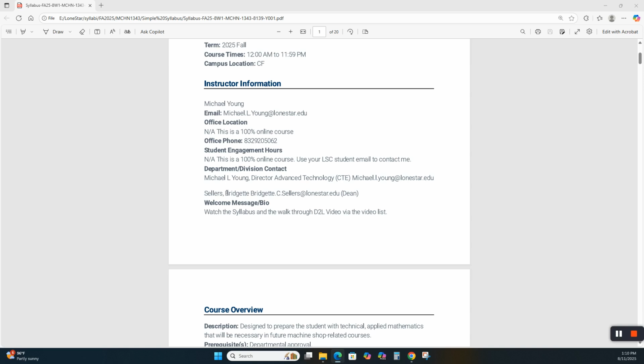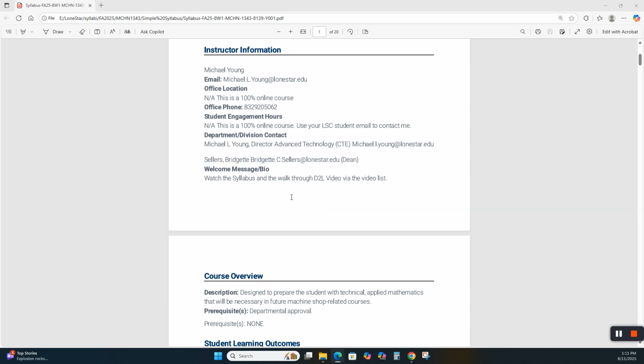Dean Sellers, Bridget Sellers is, yeah, it's a typo. Is the dean, Bridget Sellers. This is her email address, bridget.c.sellers@lonestar.edu.